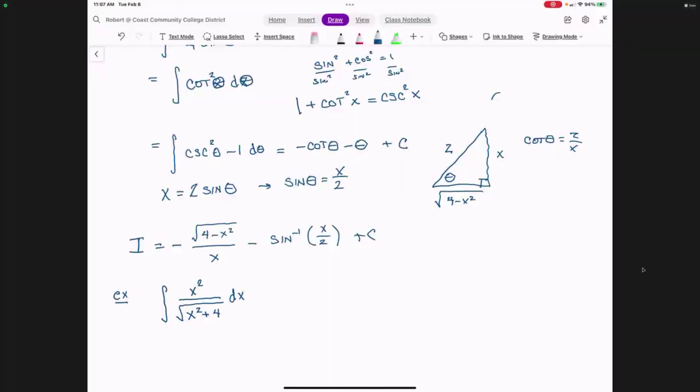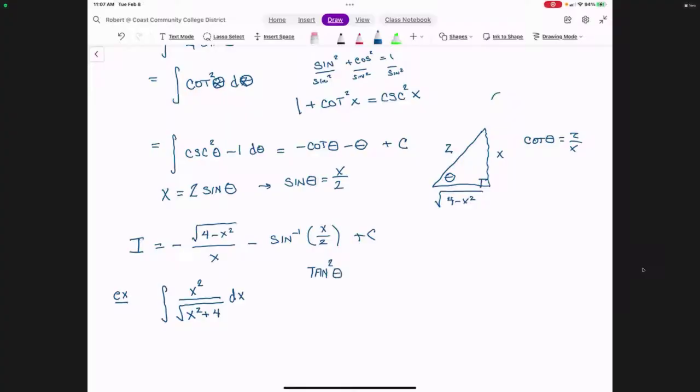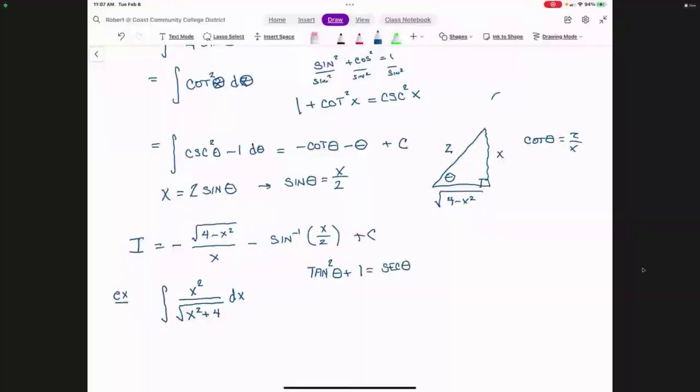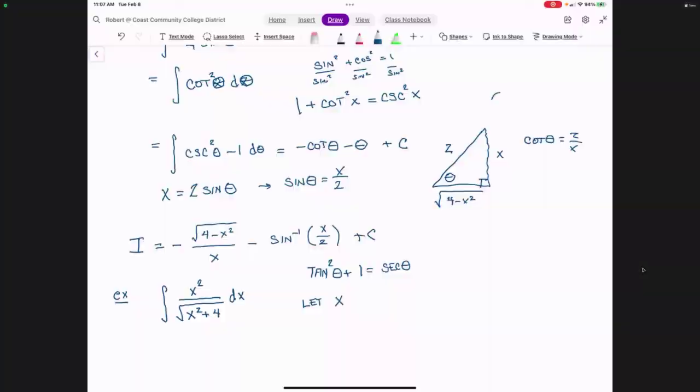So this time we want to take advantage of the identity that tan squared of theta plus 1 equals secant squared of theta. So it looks like if we were to let x be 2, is it secant squared of theta? Or secant, yeah.